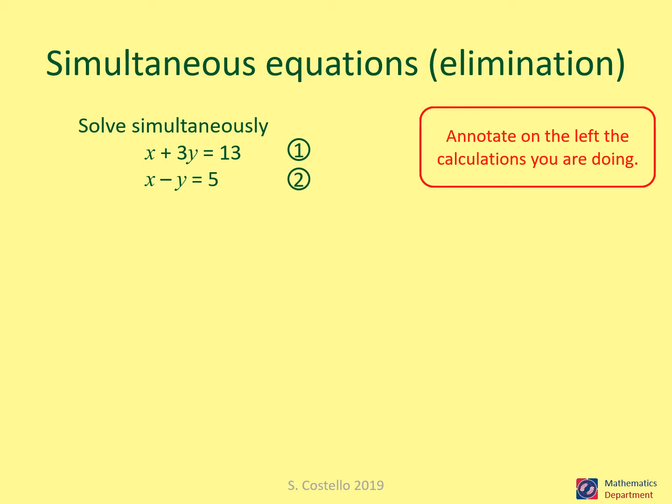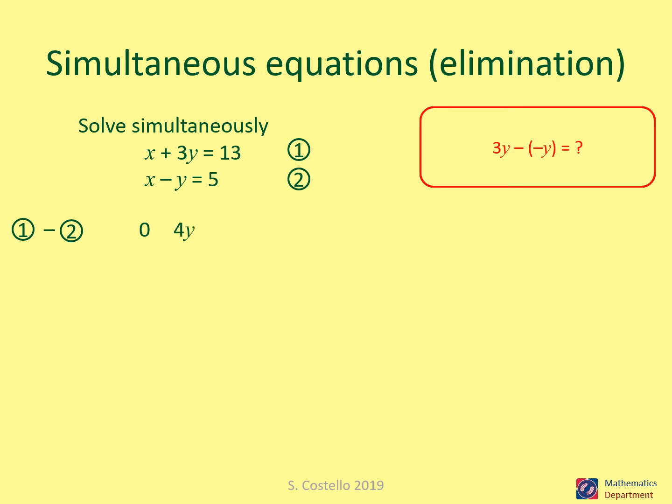We annotate on the left of the calculation what we're doing. This notation here means line 1 minus line 2. So x minus x gives us 0. 3y minus minus y gives us 4y. And 13 minus 5 gives us 8. So we now have a new equation, so we number it. Now equation 3.